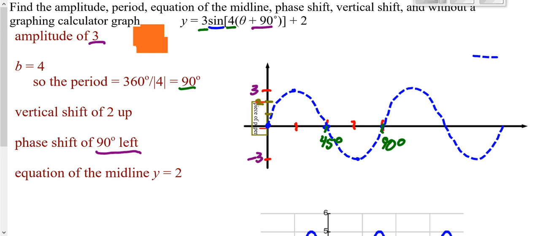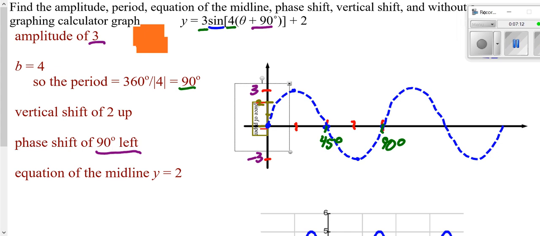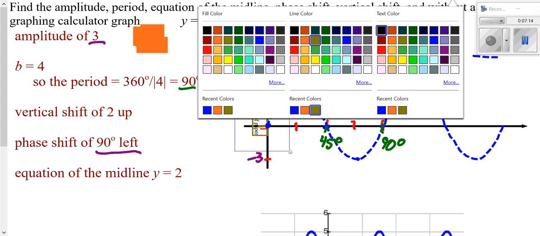And my 2 units is just slightly less than my original marks. So I'm going to have to mark everything, moving it all 2 units up. So let's see, what color do we want to use?